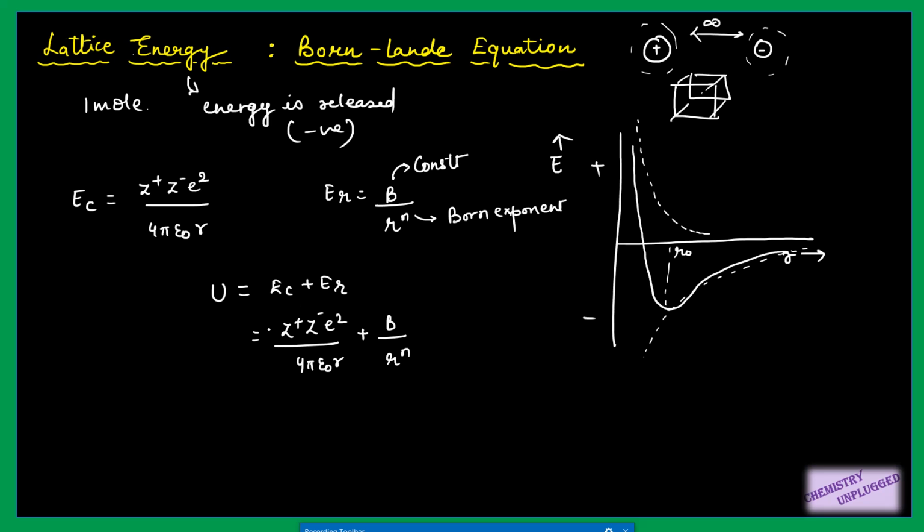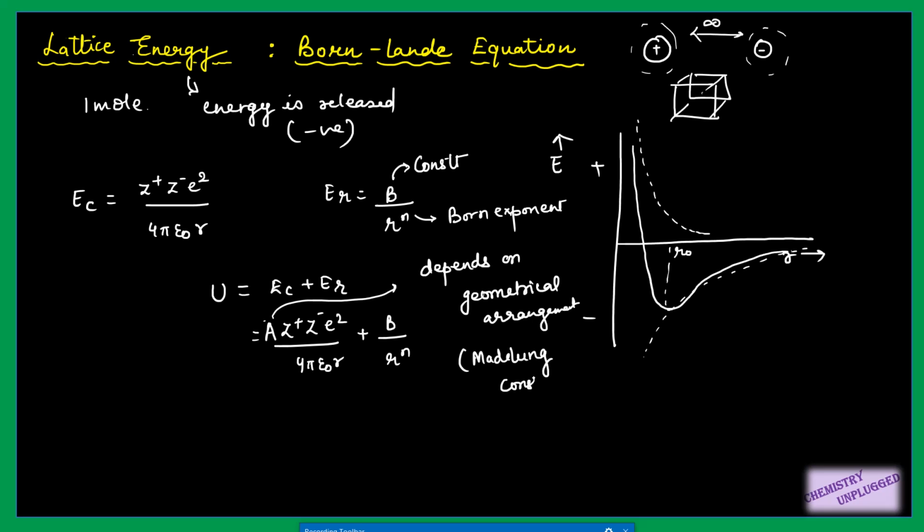There is a constant given to calculate this total attraction energy, and it is given by A. This A depends on the geometrical arrangement of the cations in this lattice, right? It depends on it. So this A is called the Madelung constant. Its value will be given in the exam, right?